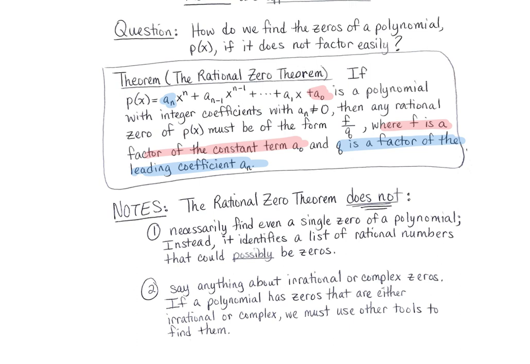So again, to find the possible rational zeros of a polynomial of degree n, you find the factors of your constant term, divide them by the factors of your leading coefficient. So you're going to see a plus or minus because you have the positive and the negative of all of those. Does that make sense?